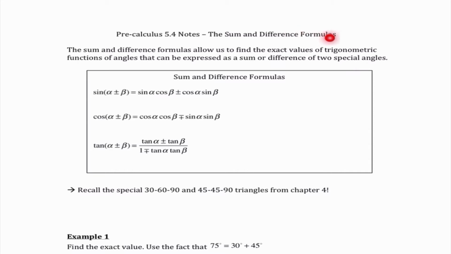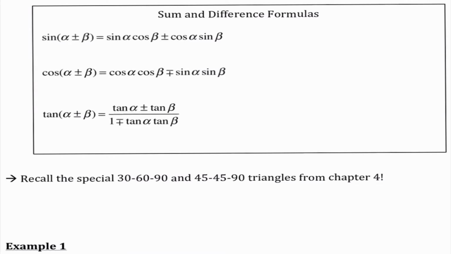Which are actually things that you guys learned last year in Algebra 2. And basically what the sum and difference formulas allow us to do is find the exact value of trigonometric functions of angles that can be expressed as the sum or difference of two special angles. So there are three different formulas that we're working with.